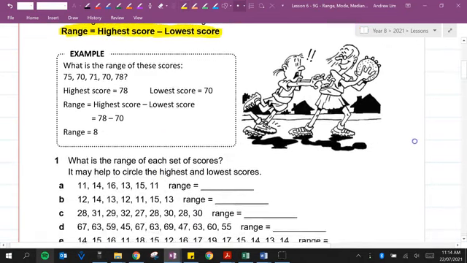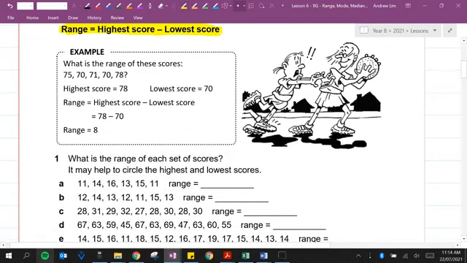Let's have a look at this example. What is the range of these scores? 75, 70, 71, 70, and 78. Well, the highest score is 78. The lowest score is 70. So the range is 78 minus 70. So it's 8.